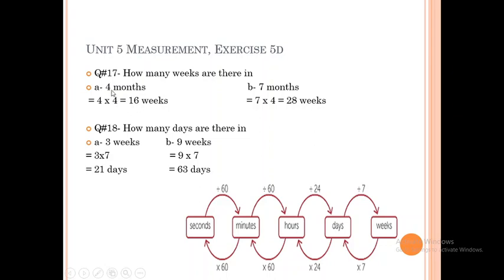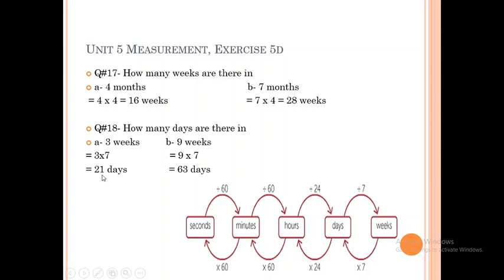4 months mean 4 multiply 4, 16 weeks. 7 months mean 7 multiply 4, answer is 28 weeks. The next question, how many days are there in a week? And as you know that there are 7 days in a week. So you can convert the given weeks into days when you multiply it by 7.